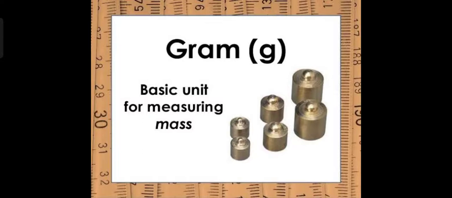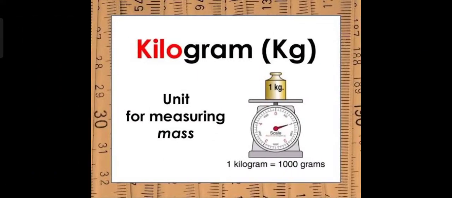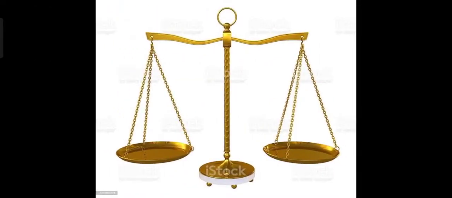Here we also have some units to measure the mass of anything, like gram, the short form is g, the basic unit for measuring mass, and kilogram, that is kg. These are the units by which we can measure anything. And we have also some tools by which we can measure the mass of anything, like this is called beam balance.